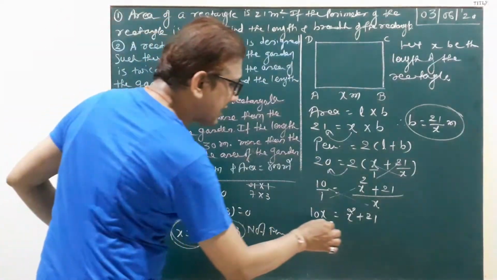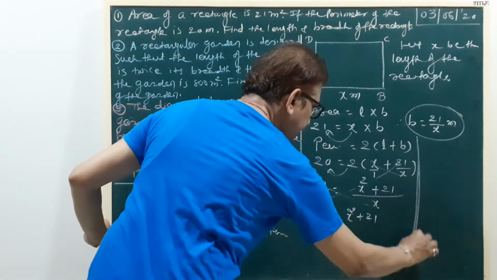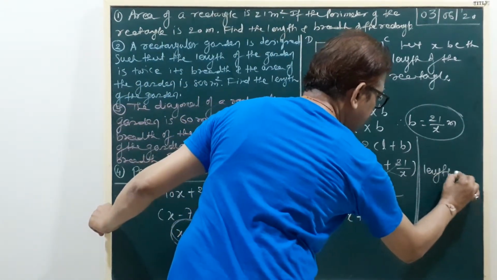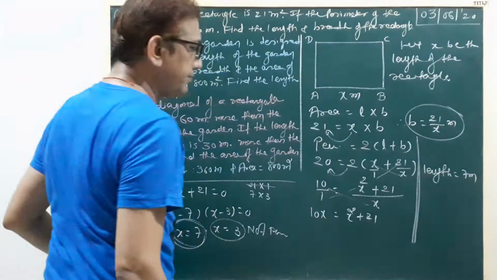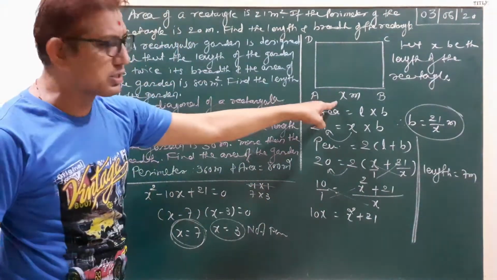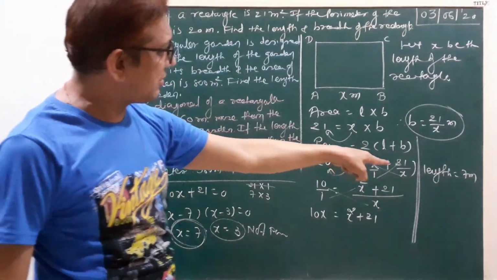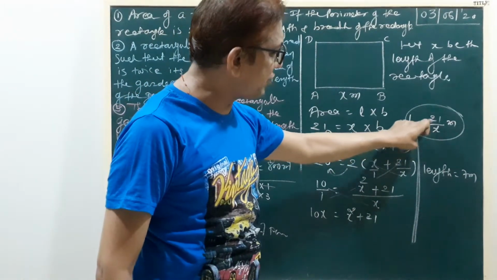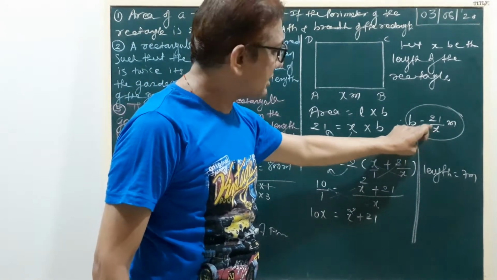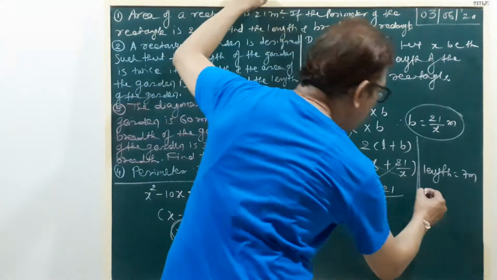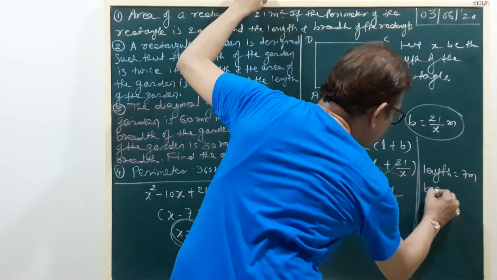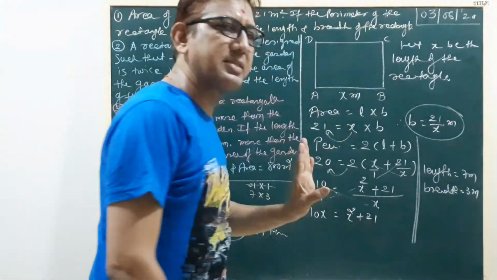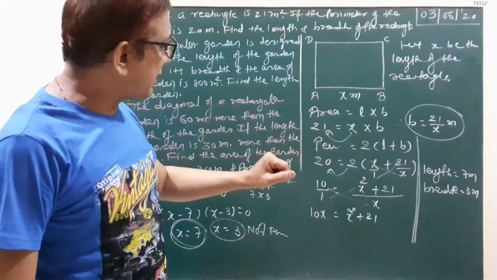So we write the last two sentences. Length equal to 7 meter, because x we supposed as length. And breadth equal to 21 upon x. Put 7 here. So breadth equal to 21 upon 7, so breadth equal to 3 meter. Is that clear? You can also verify.